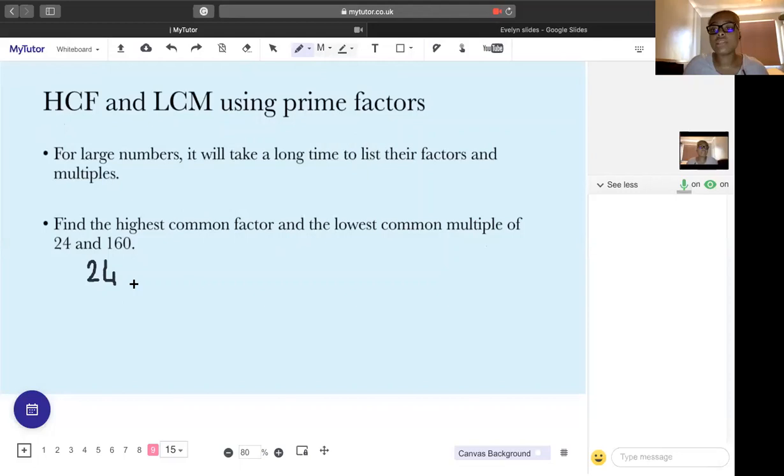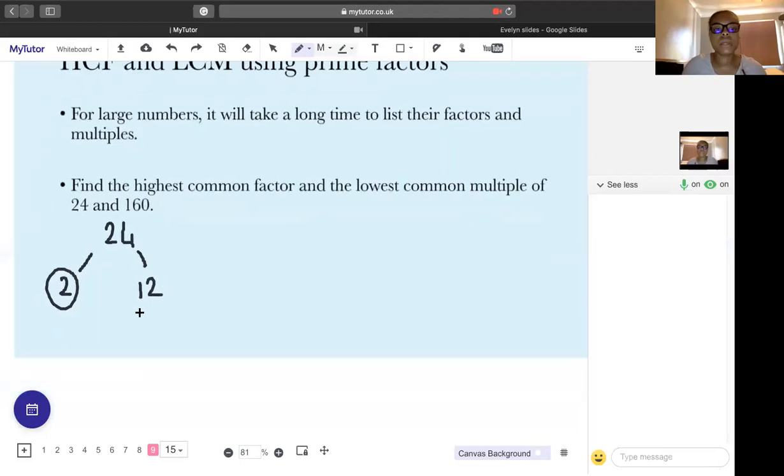The first thing we should think is, is 24 an even number? It is. So we know that 2 is a factor, and we can circle it because 2 is a prime number. So 2 times 12 gives us 24. Now 12 is an even number as well. 2 times 6 gives us 12, and we can circle our 2. 6 is an even number. We've got 2 times 3, and 3 is a prime number, so we can circle our 3 as well. So we've finished our prime factor tree for 24.